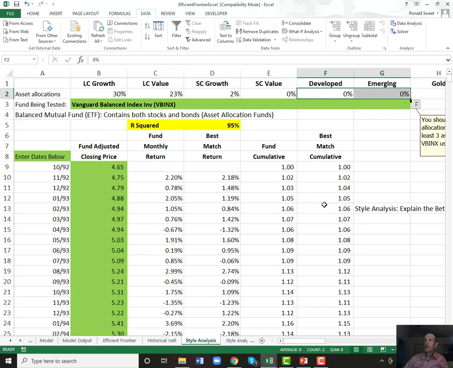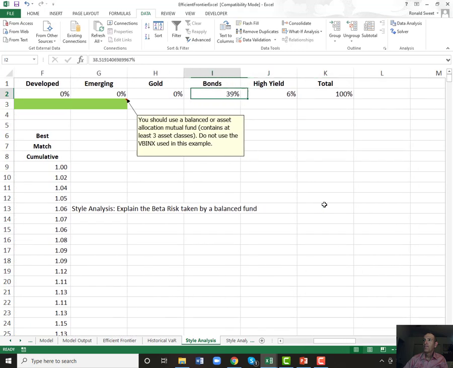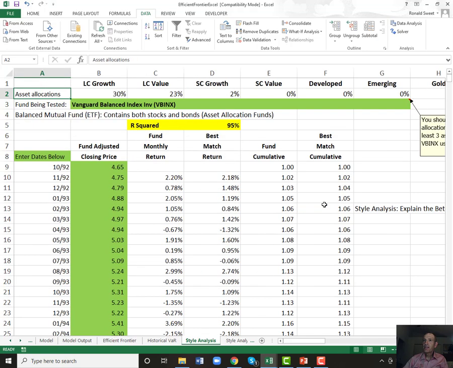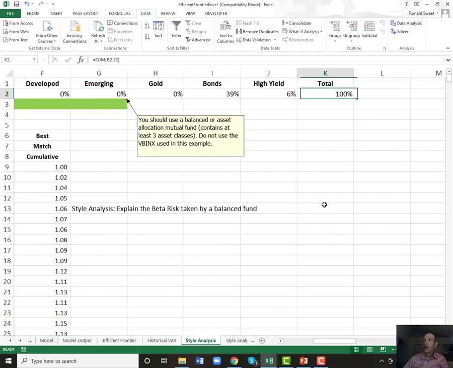No international, so that's interesting. No gold, and 39% bonds and 6% high yield. So what we saw on Yahoo Finance said that it was 60% stocks. Well, we only have 55% in stocks, so it's not 60. And we have a good 45% in bonds, not 40%.